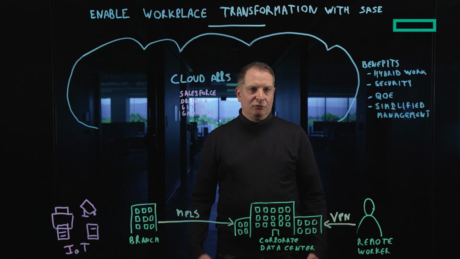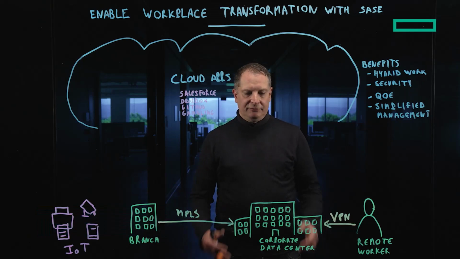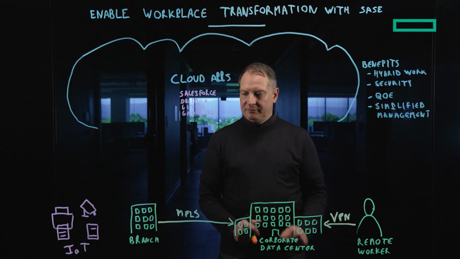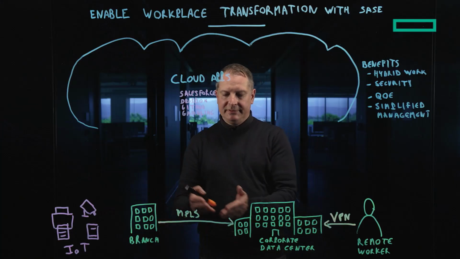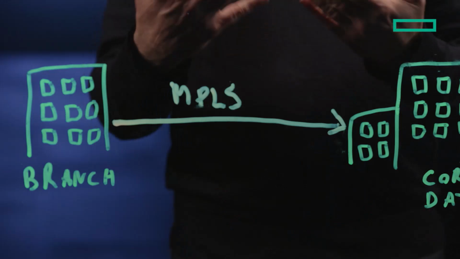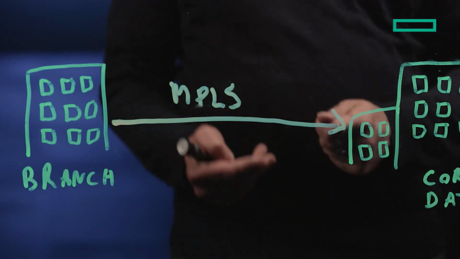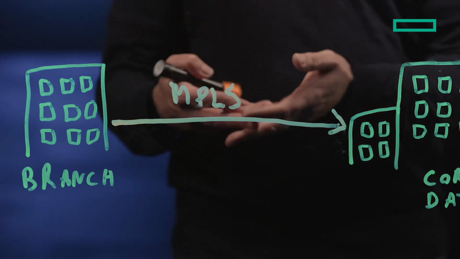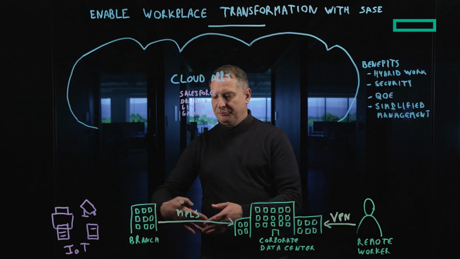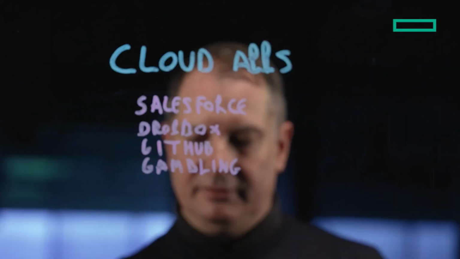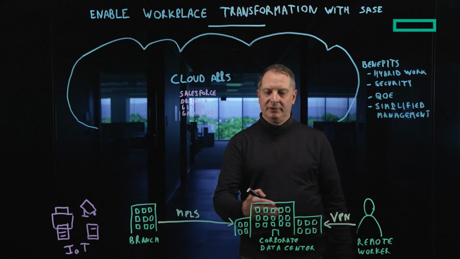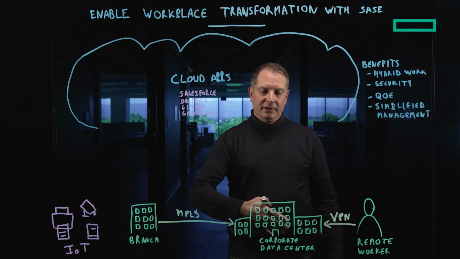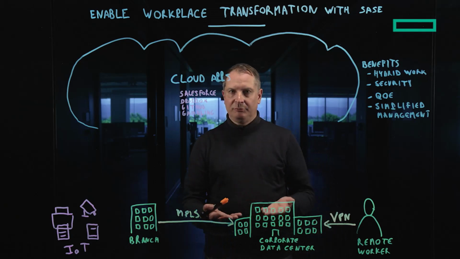SASE. So before everything moved to the cloud, applications were in the data center, and a branch connected to the data center through a dedicated line such as MPLS. The problem with MPLS was that it was costly, the bandwidth was limited, and it was difficult to spin up a new branch. If a user wanted to connect to a cloud application, the traffic needed to be backhauled to the data center, which of course impacted application performance.